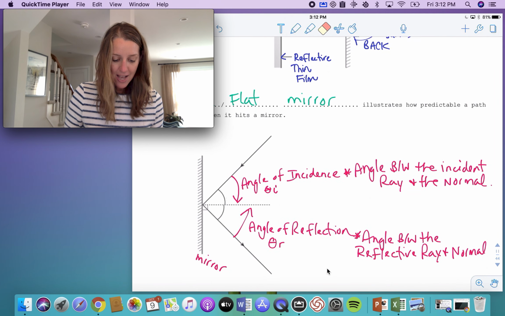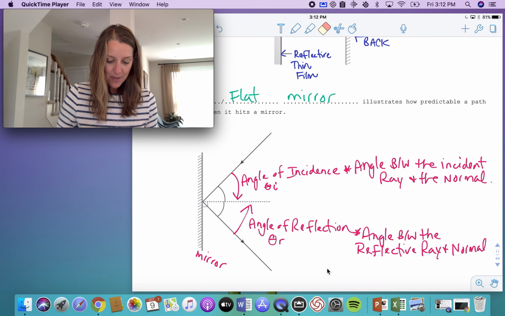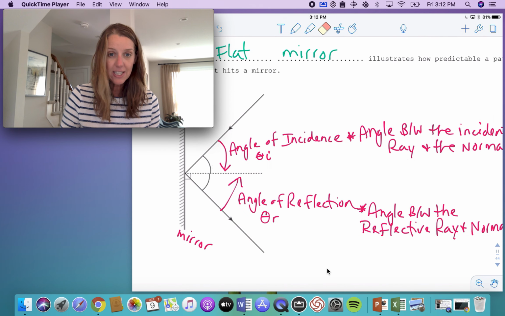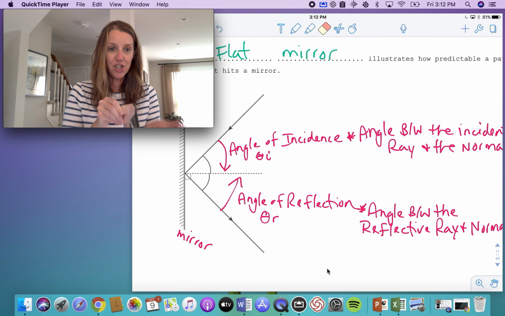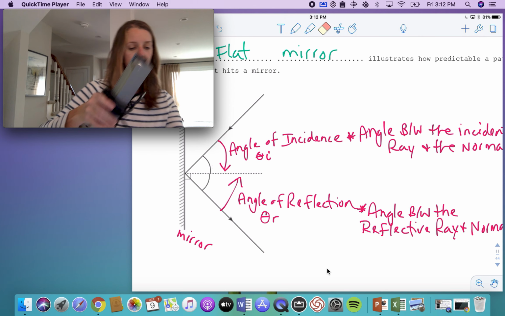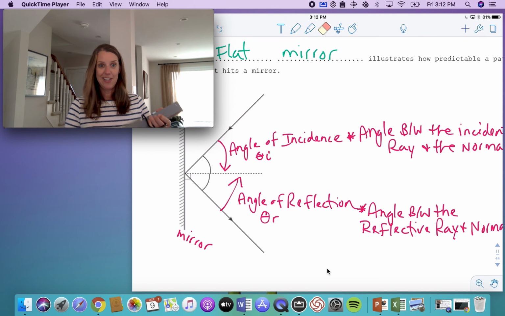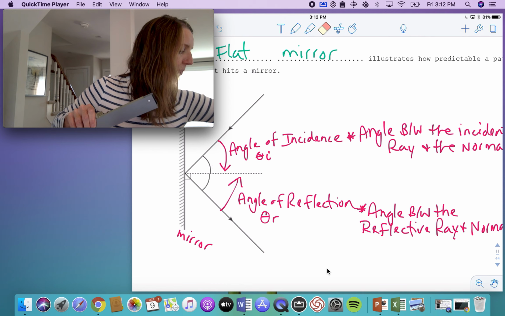So here we go. A plain flat mirror is going to illustrate how predictable this path of light is when it hits a mirror. Now, if we were in the lab, we would do this. We would set up the mirror on a sheet of paper. Okay, we just set it down. We would use our ray box, and this is what I got out last time. I'll just show you how it would work. Maybe I'll turn the light off next time and I'll do my little video and see if you can see it. Okay, I would take this ray box.